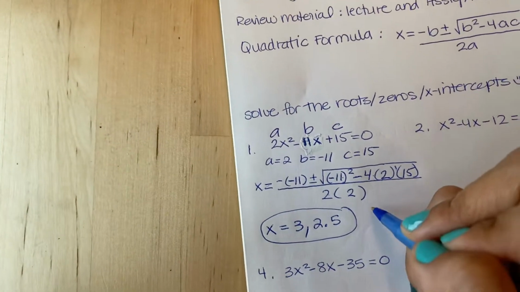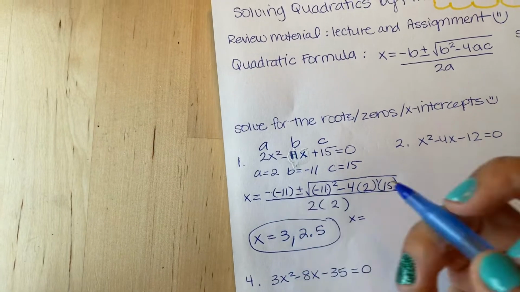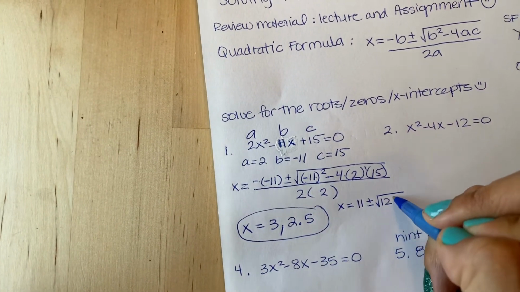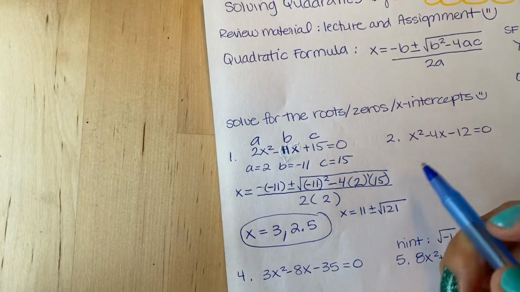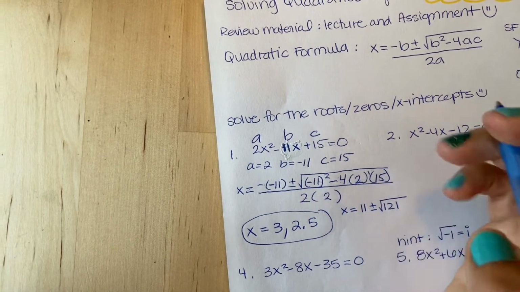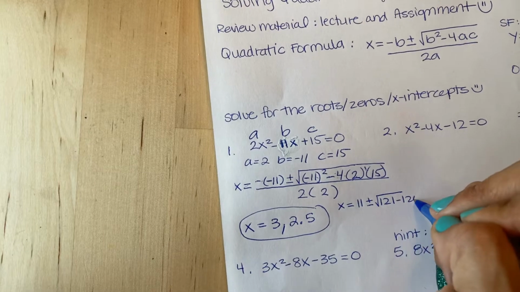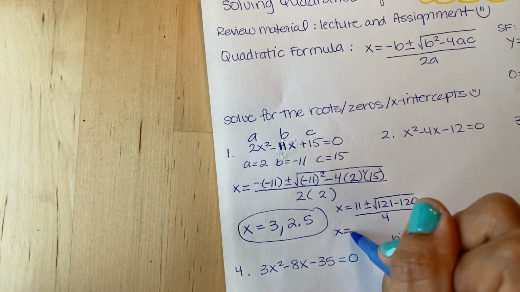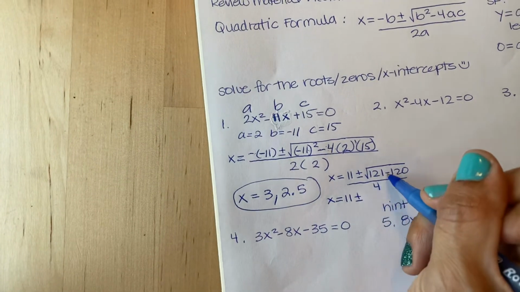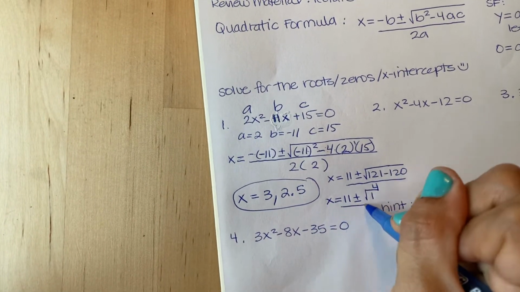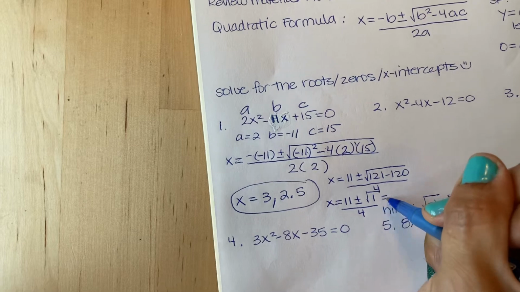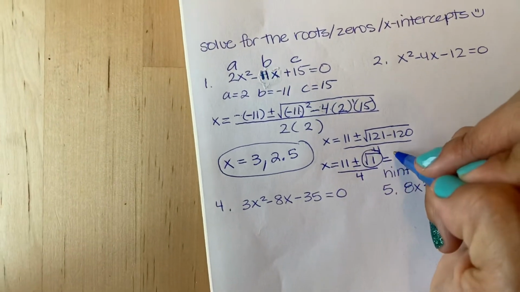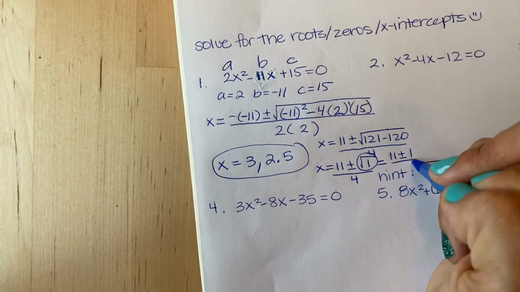Okay, so let me just solve this by hand really quick. Negative, negative is positive 11, plus or minus, square root. That's 121. Minus 4ac. Let me think. This is 30. 30 times 4 is negative 120. 2 times 2 is 4. x is equal to 11, plus or minus 121 minus 120 is 1, all over 4. Again, what is the square root of 1? 1, right? So 11 plus or minus 1 all over 4.